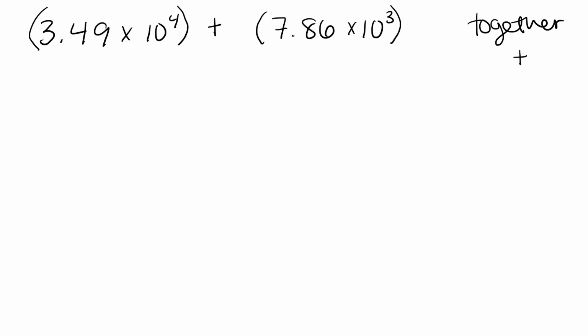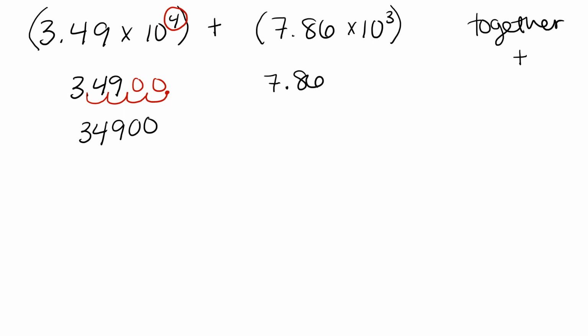Just like before, when we have an addition problem, we're going to rewrite our numbers in standard form, meaning we're going to take 3.49 and move the decimal 4 times. 1, 2, 3, 4. Filling in those blank spots with zeros and writing that answer nice and neat for 34,900. We're going to do the same thing with our other decimal, 7.86, but we're going to move the decimal 3 times. 1, 2, 3. Filling in that blank spot with a 0, and rewriting our answer nice and neat for 7,860. Now we can go ahead and line them up and get ready to add.